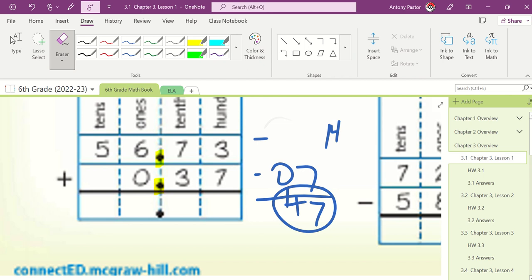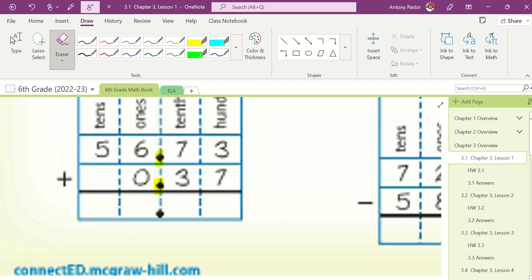With the decimals, I'm always going to line up the decimals. That's the easiest way to remember this because then you're lining up place values. So if I'm adding 56.73 and 0.37, I'm going to go ahead and line up the place values.